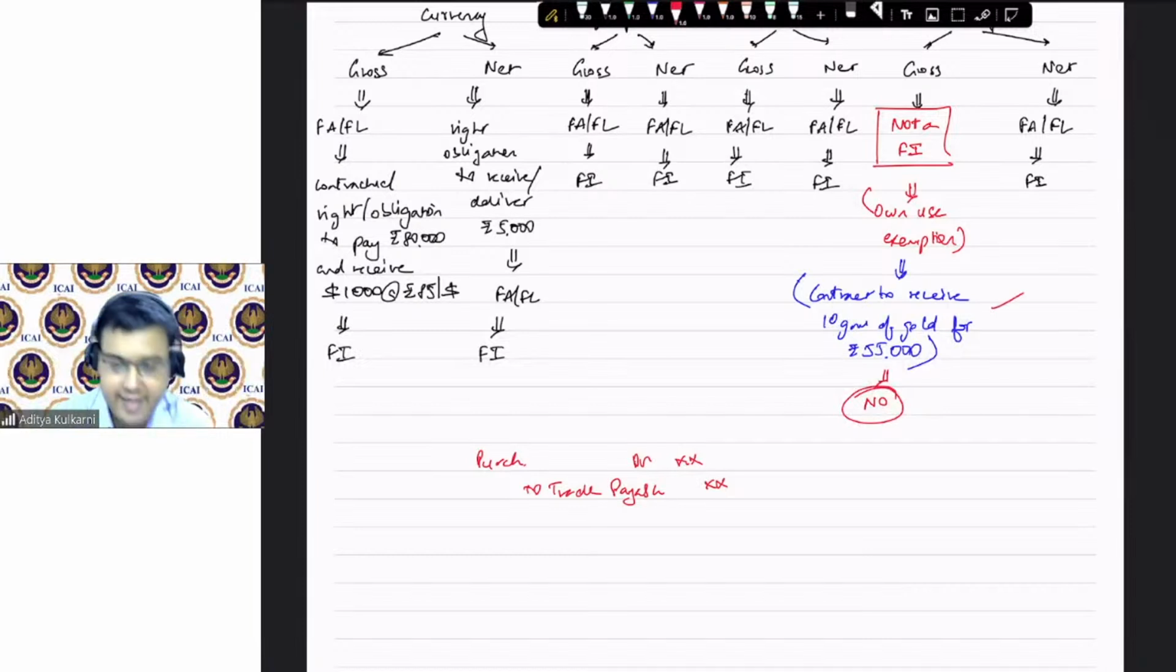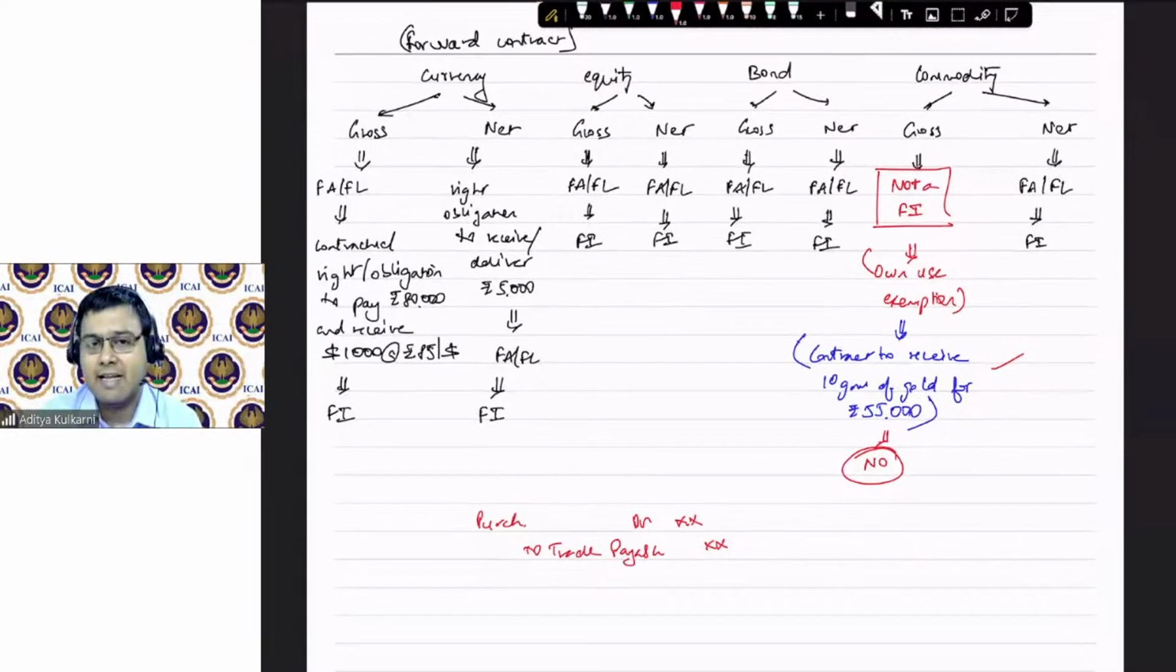However, in this case, have you received the asset today? No, you are entering into a contract today to receive the asset on a future date. All these are derivatives. Derivatives means settlement happens at a future date, not right now. And therefore none of the parties have fulfilled their obligations today. You have not received the gold.